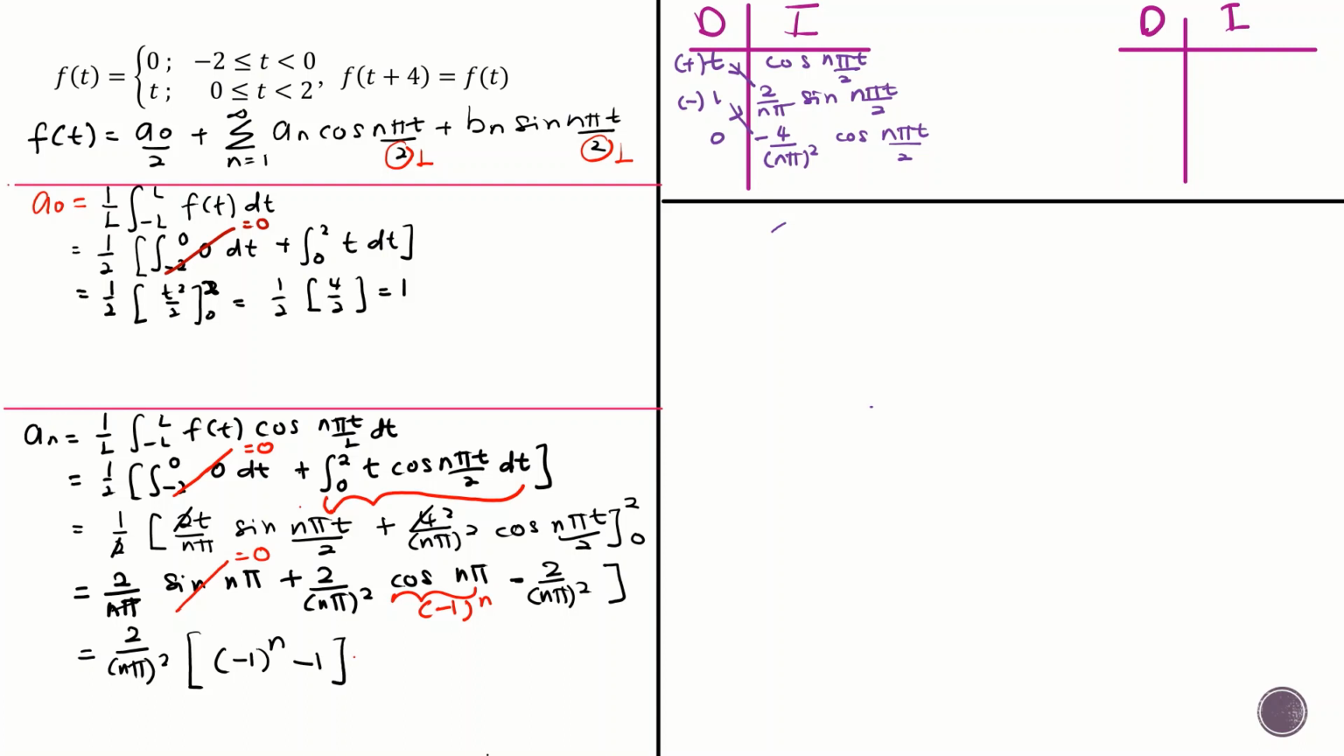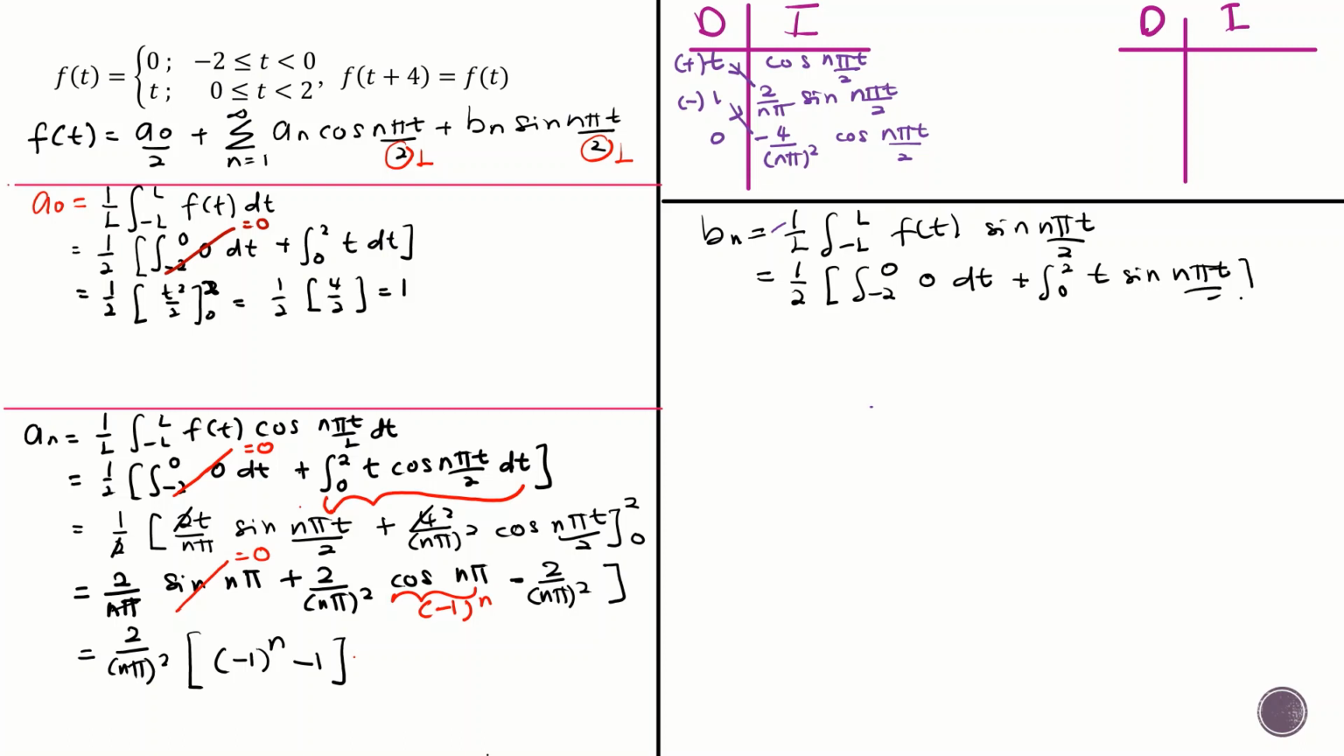Alright, so let's move to bn. So bn is equal to, the formula is 1 over L, integral from negative L to L, f(t) sine n pi t over 2. Then we substitute the L. Again, we split the integration into 2. The first integration is from negative 2 to 0, and the second integration is from 0 to 2, the function is t. Again, the first integration is 0. The second integration, we have to use the tabular method. So this is equal to 0.